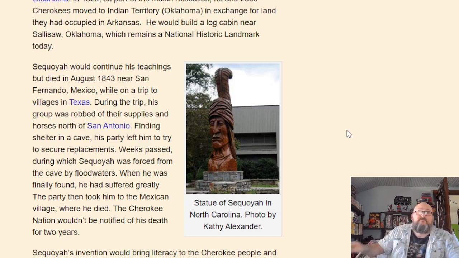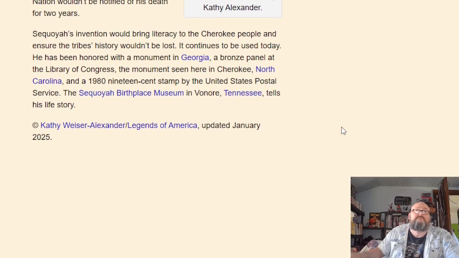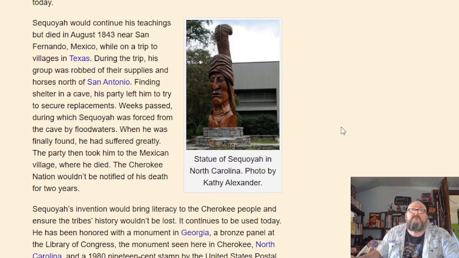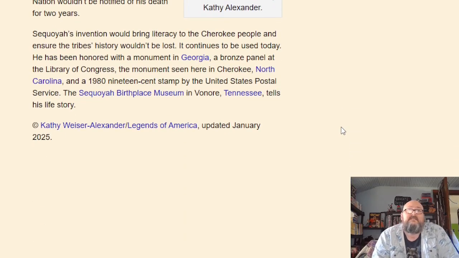The Cherokee Nation wouldn't be notified of his death for 2 years. His invention would bring literacy to the Cherokee people and ensure the tribe's history wouldn't be lost. It continues to be used today, and he has been honored with a monument in Georgia, a bronze panel at the Library of Congress, and the monument seen here in Cherokee, North Carolina. Right there it is. And a 1980 19-cent stamp by the U.S. Postal Service. The Sequoyah Birthplace Museum in Vonore, Tennessee, tells his life story.